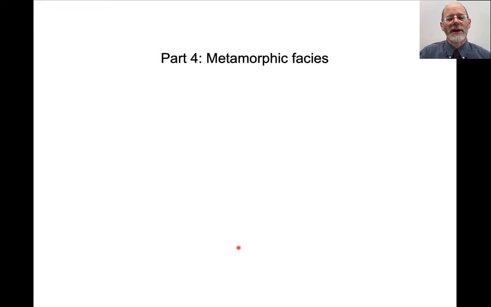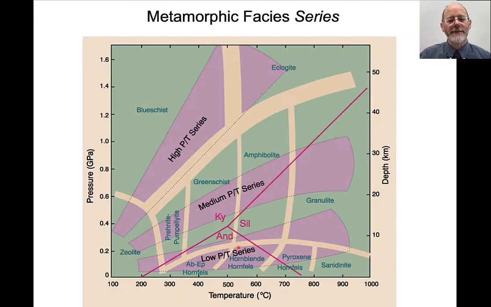Okay, let's talk about metamorphic facies. When I was talking about the Barrovian sequences, I was talking about index minerals, characteristic minerals that form in metamorphosed mudstones. The metamorphic facies is defined in terms of characteristic mineral assemblages that are observed in metamorphosed mafic rocks. So we typically talk about metabasites, metamorphosed basalts, and then the different metamorphic facies correspond to the different mineral assemblages that we would observe in that rock if it were metamorphosed at a particular pressure-temperature condition.